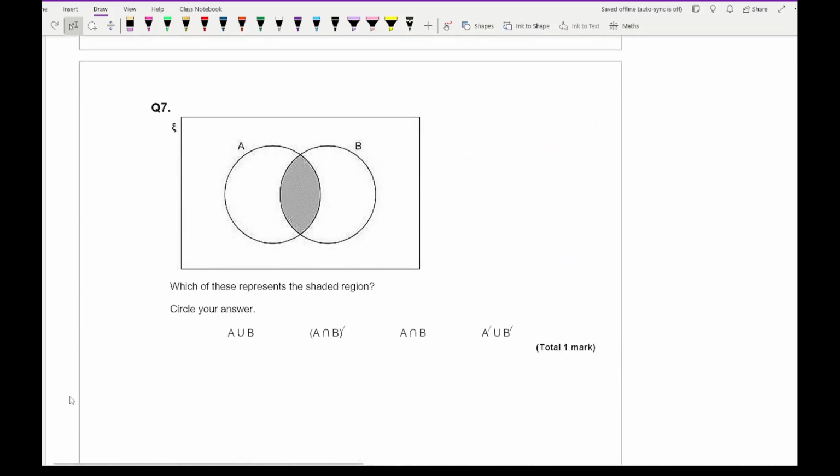Then moving on to question 7, it says which of these represents the shaded region? Well, that's going to represent A and B, which is our third option.